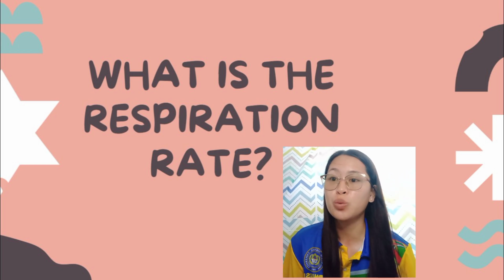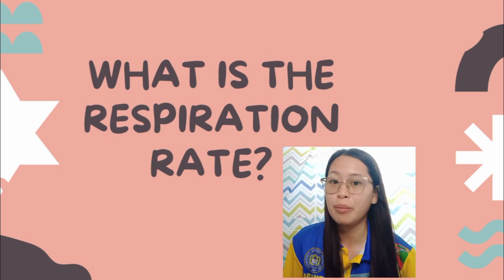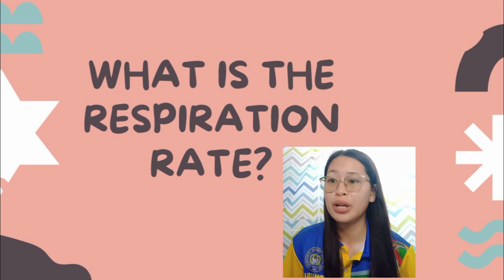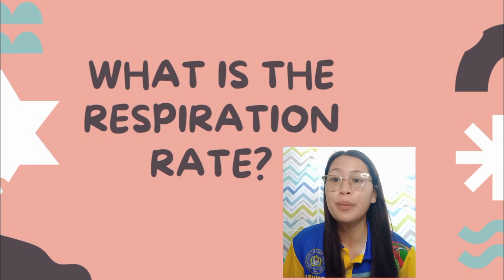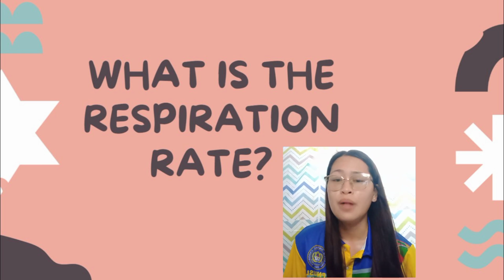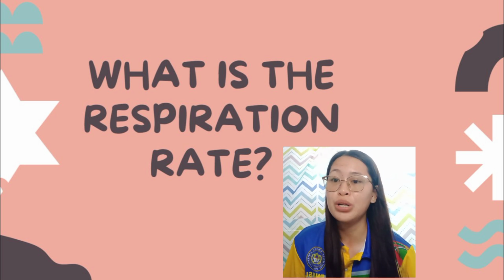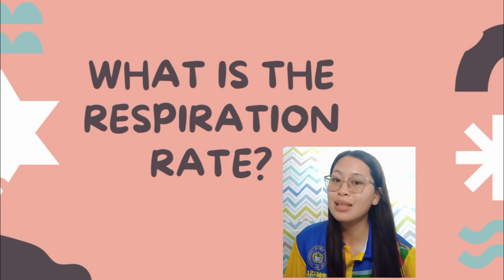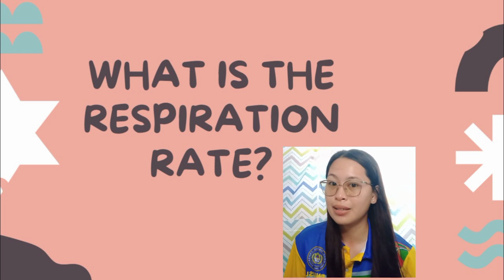Respiration rates may increase with fever, illness, and other medical conditions. When checking respiration, it is important to also note whether a person has any difficulty breathing. Normal respiration rates for an adult person at rest range from 12 to 16 breaths per minute.